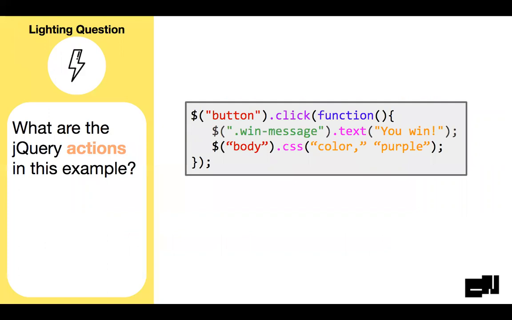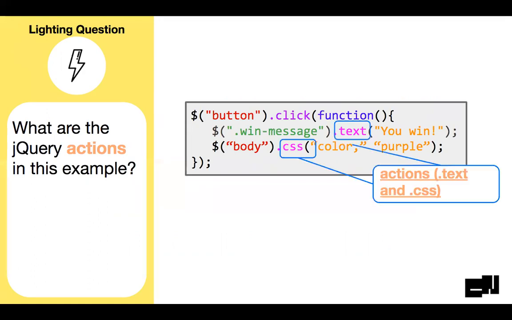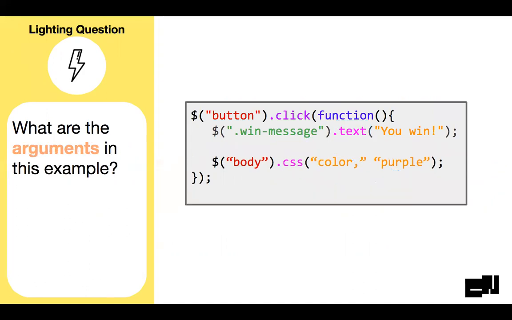Okay. So just a quick lightning review. What are the jQuery actions in this example? Yep. .text and .css, those are the jQuery actions, right? Same thing as if you would have .show or .hide or .fade in, right? Those are jQuery actions. These are the ones that we've gone over today, .text and .css. And then what are the arguments in this example?